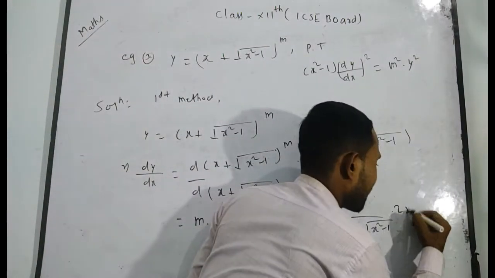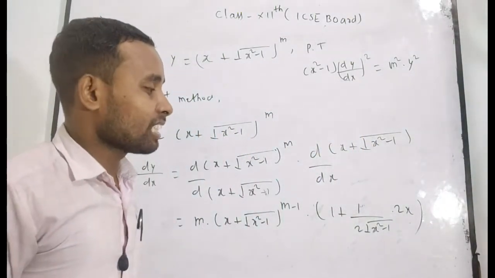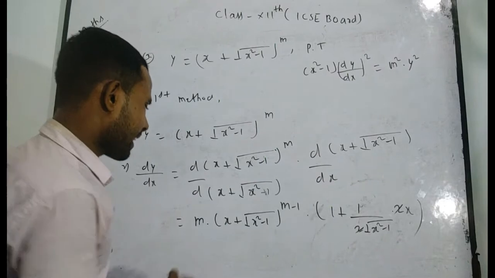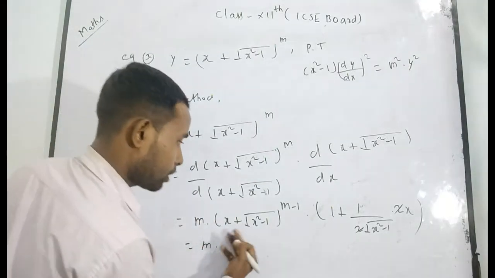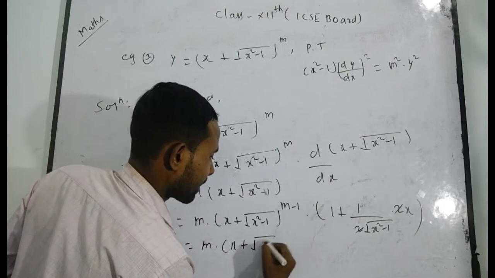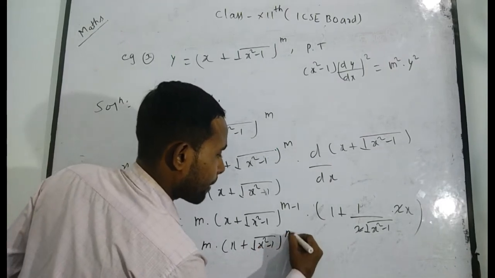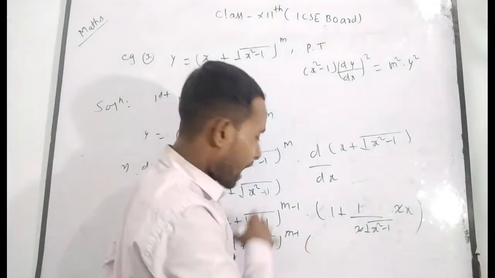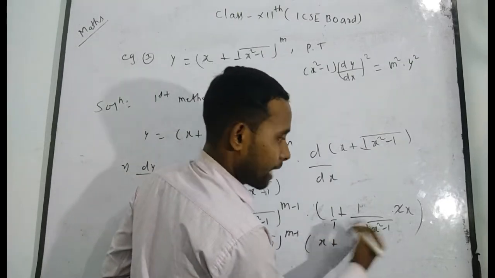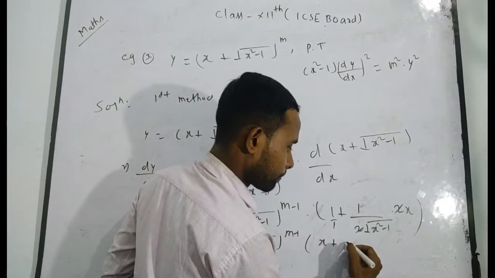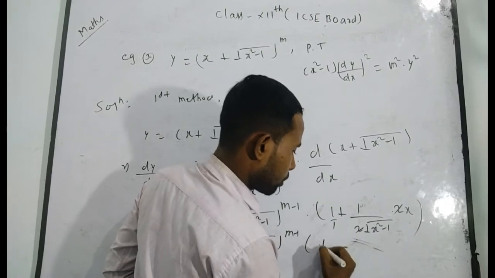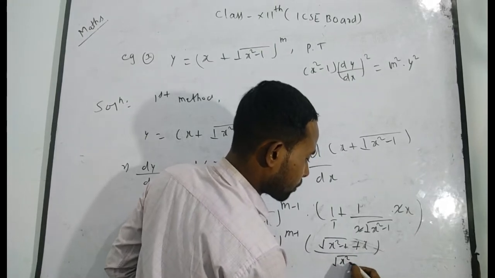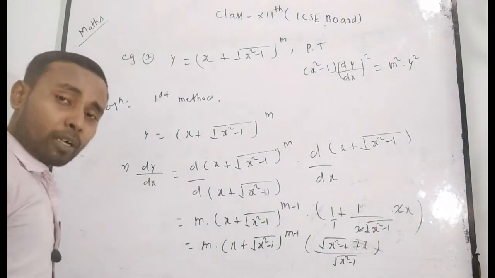So you have to write here directly 2x, because you need not take 0.2 to cancel. I think you understand very well. Now I want to tell you again, this is m into x plus root under x square minus 1 to the power m, and here m minus 1 into 1 plus x upon root under x square minus 1. After calculating, you will get simply, after addition, x plus root under x square minus 1 plus x divided by root under x square minus 1. I think you understand very well.